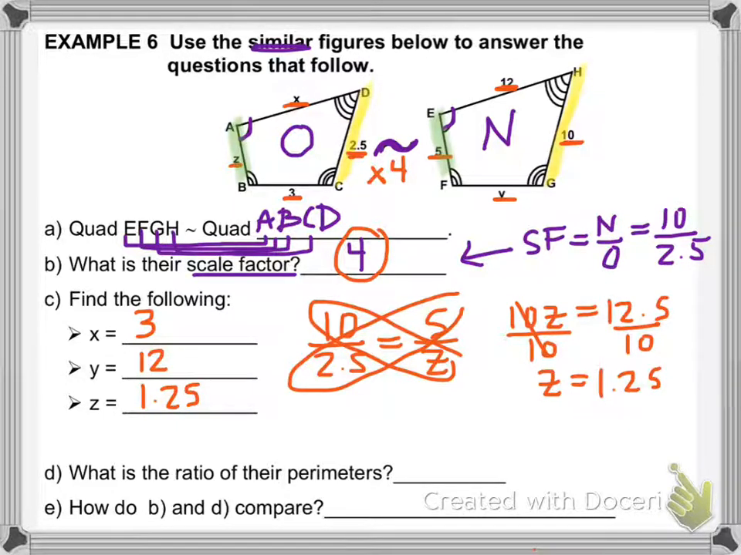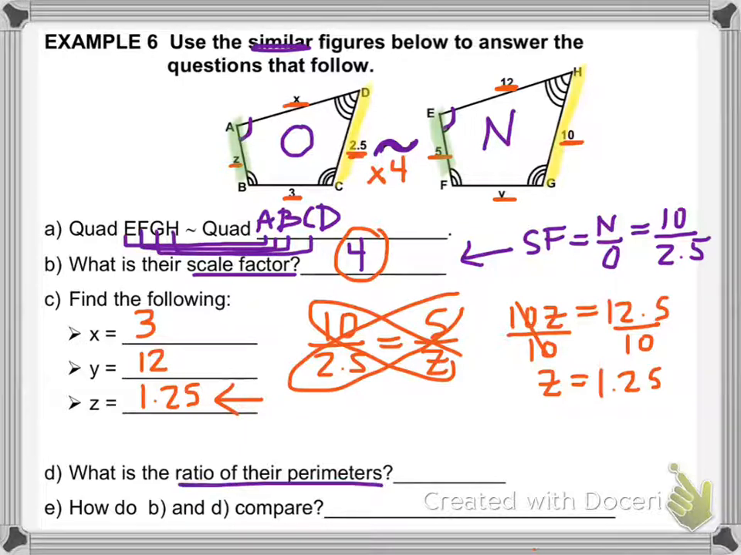Okay, so that's how you could do the sides. You could also go from the right sides to the left sides by dividing by 4. 5 divided by 4 is 1.25. Okay? All right, D says, what is the ratio of the perimeters?